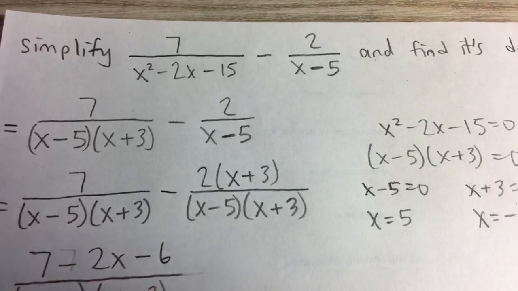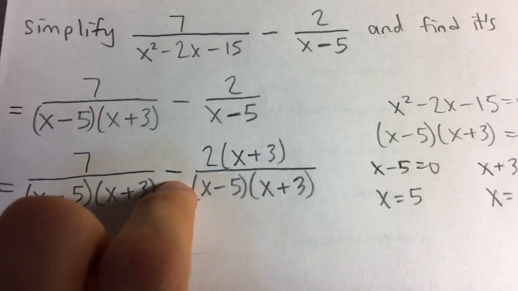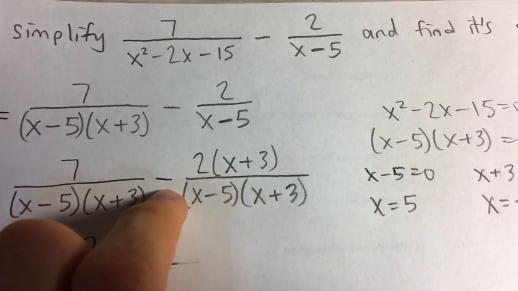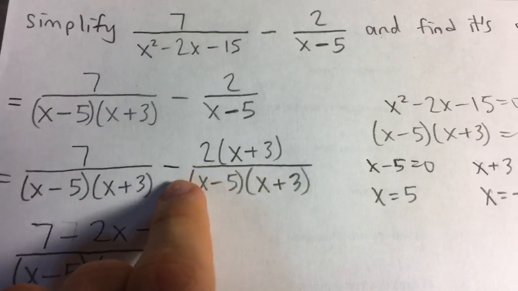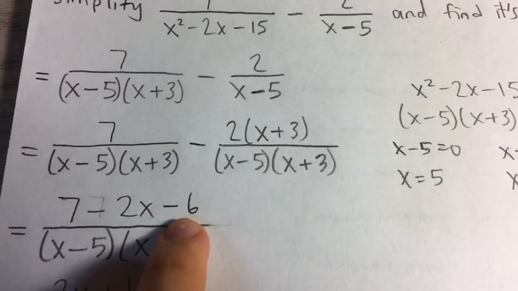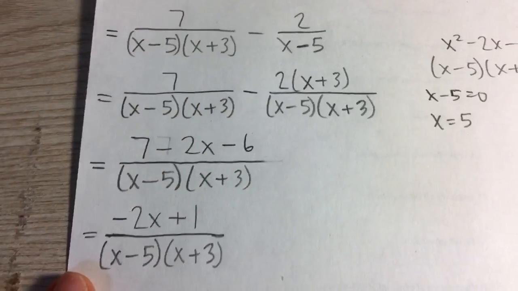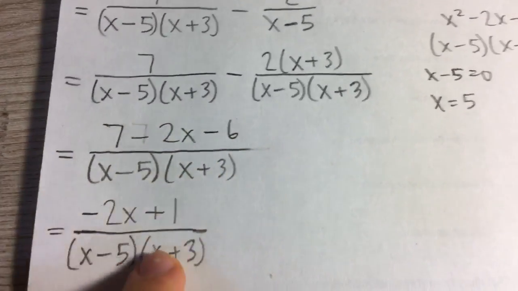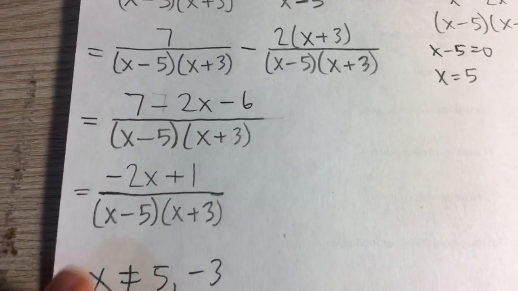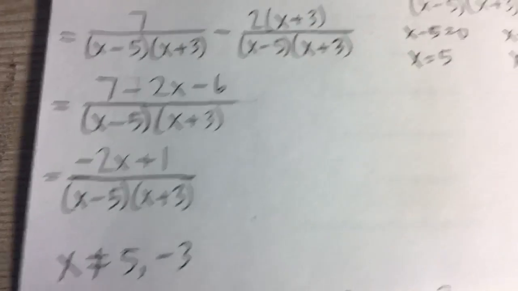And so now we can just simply subtract the numerators. But be careful here, because this negative sign applies to the 2. And so it's negative 2 times x, negative 2x, and negative 2 times 3, which is negative 6. And then 7 obviously comes down. And so we collect like terms and we get negative 2x. And then 7 minus 6 is 1. And so our final answer is negative 2x plus 1 over x minus 5 times x plus 3.